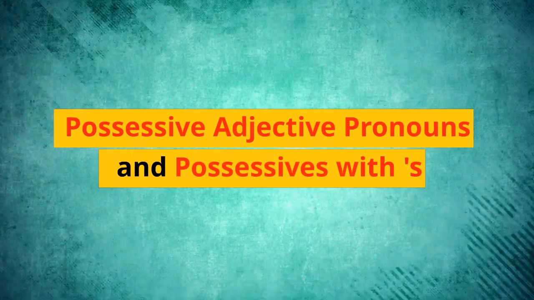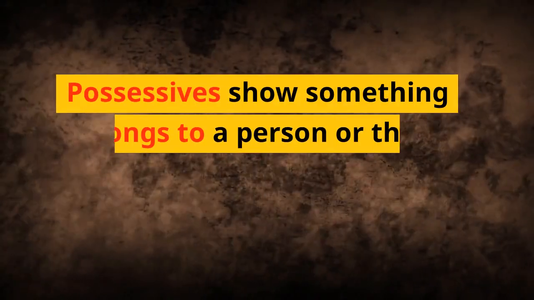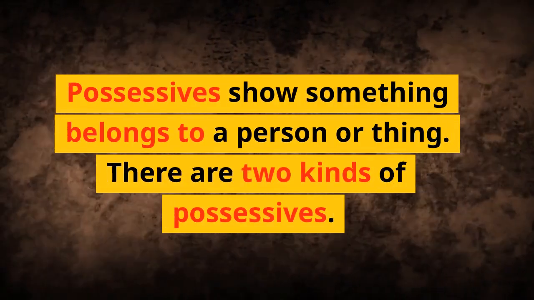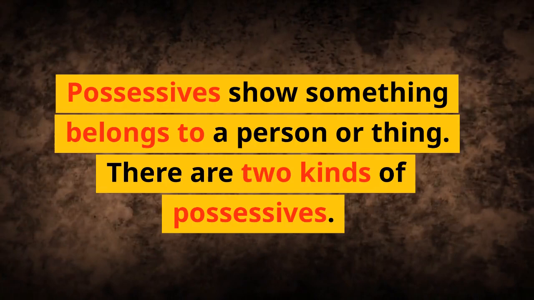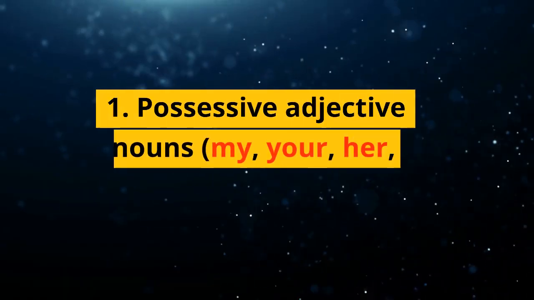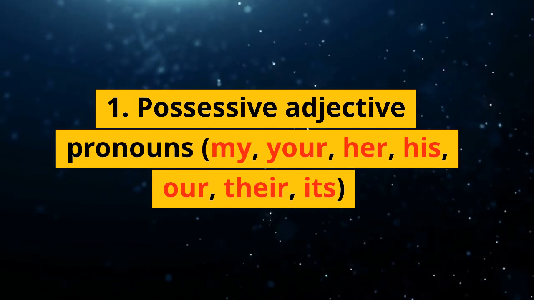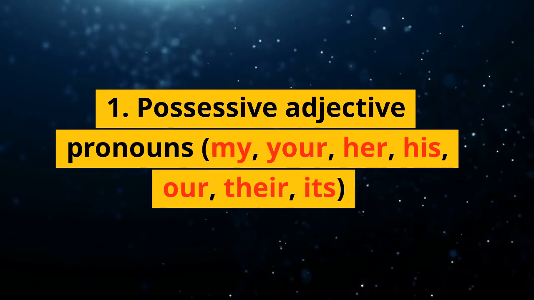Possessive adjective pronouns and possessives with apostrophe s. Possessive shows something belongs to a person or thing. There are two kinds of possessives. 1. Possessive adjective pronouns: my, your, her, his, our, their, its.